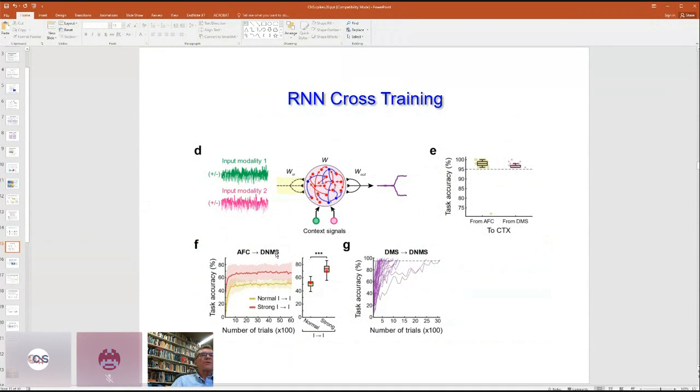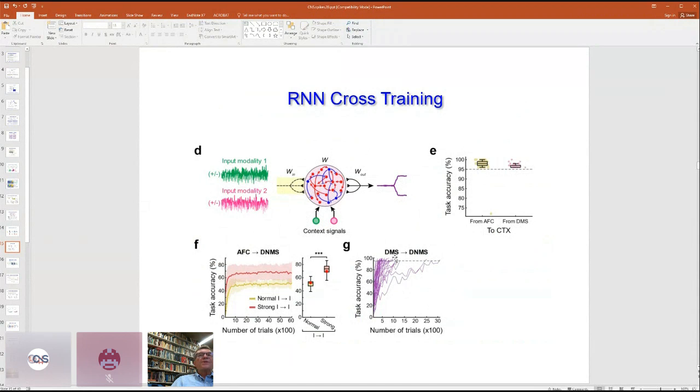This is actually a non-match to sample. And we can see here that if we have the normal inhibition, it basically is at 50%, which means it's at chance. You can strengthen it and get some performance up to about 60%. So what that suggests is that the strength of the inhibition actually is important.